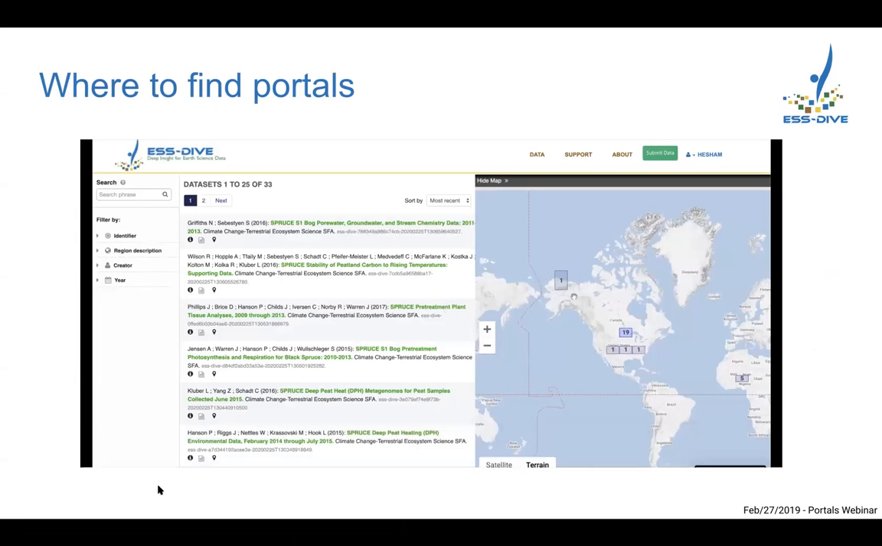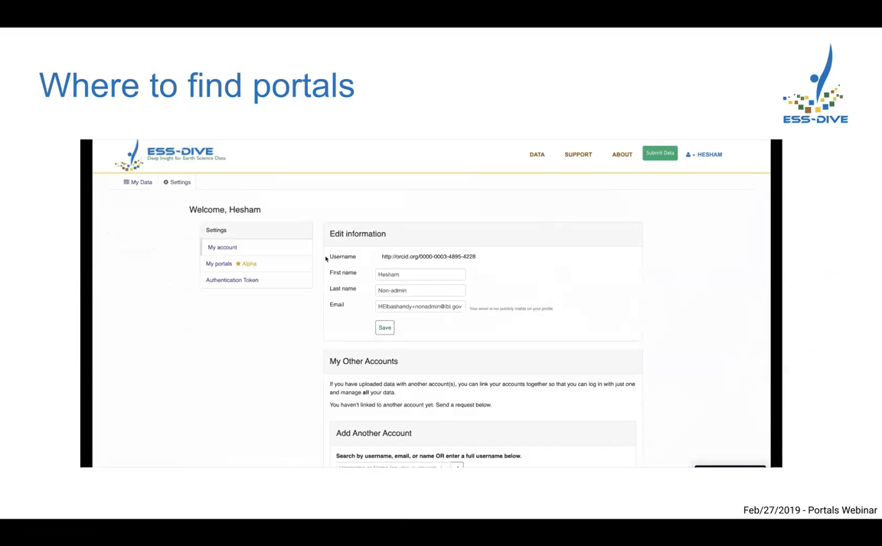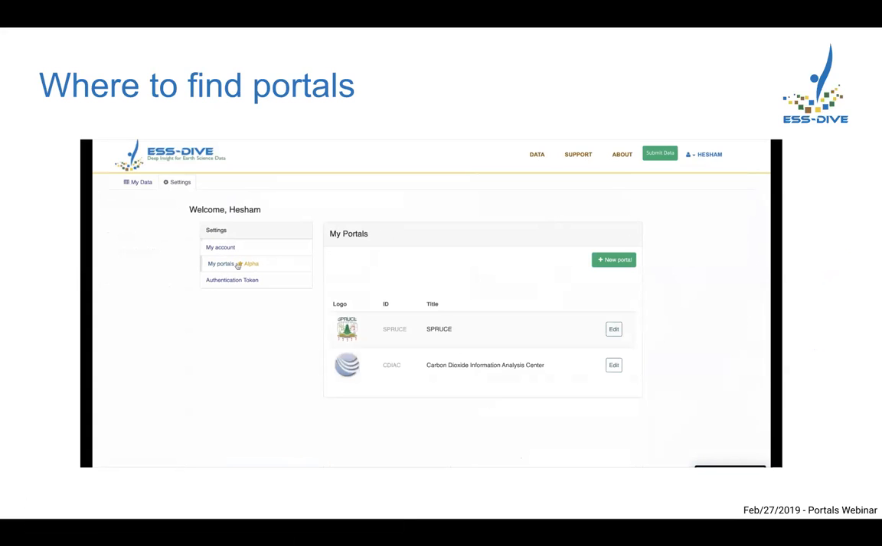You click on your profile on the top right, and then click on My Settings. Then you'll find a new tab that appears that says My Portals, and it's marked Alpha for its Alpha release version. Here, you'll be able to see a listing of all your portals, and you can even start creating new ones.